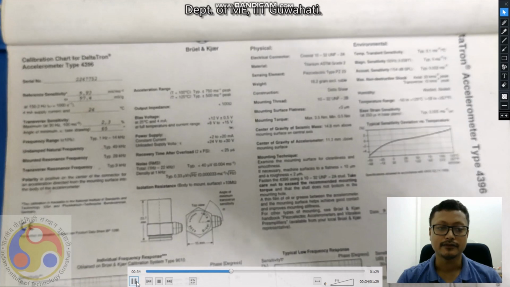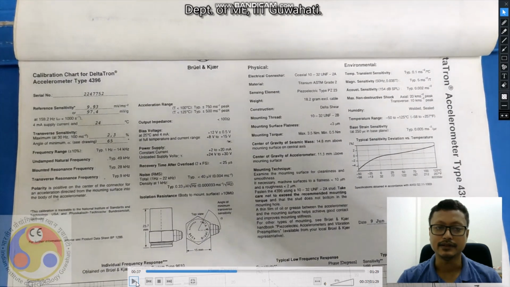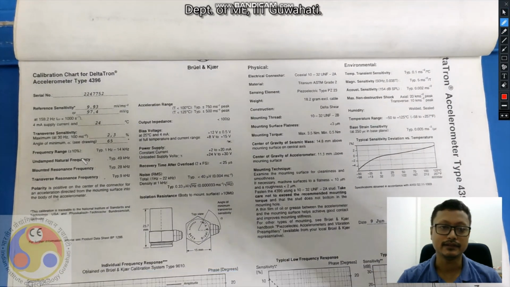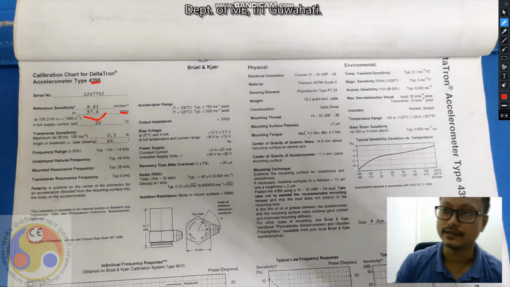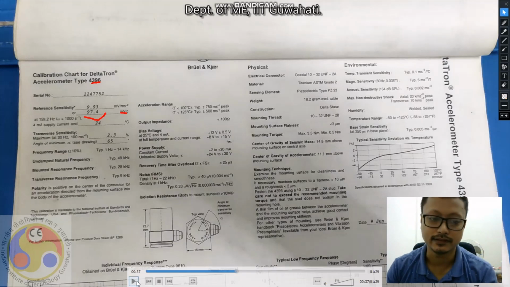Okay, so this is the calibration chart. In this calibration chart, this is our sensor sensitivity, millivolt per g. This is our sensor model. Okay, from that calibration chart we need to put this value in that data acquisition system block. Okay, let's see how to put that.